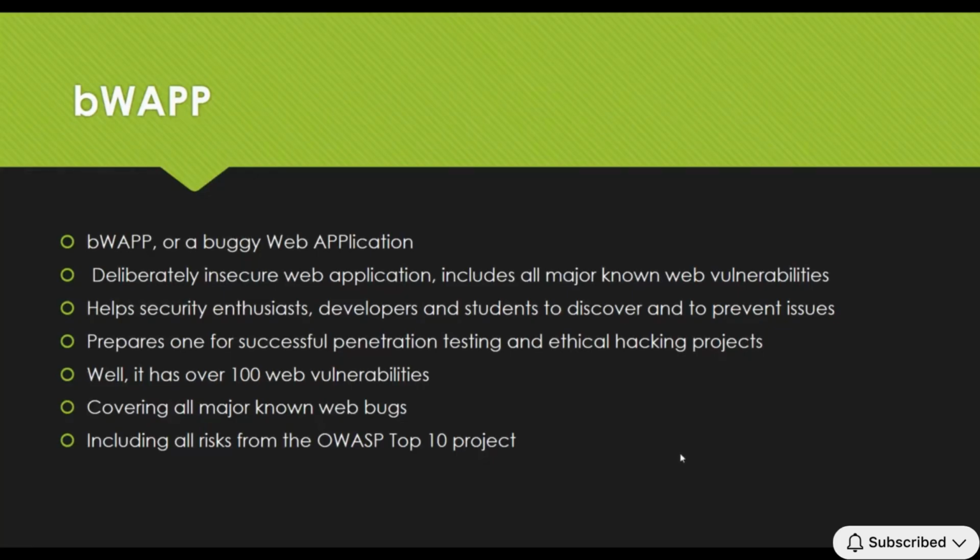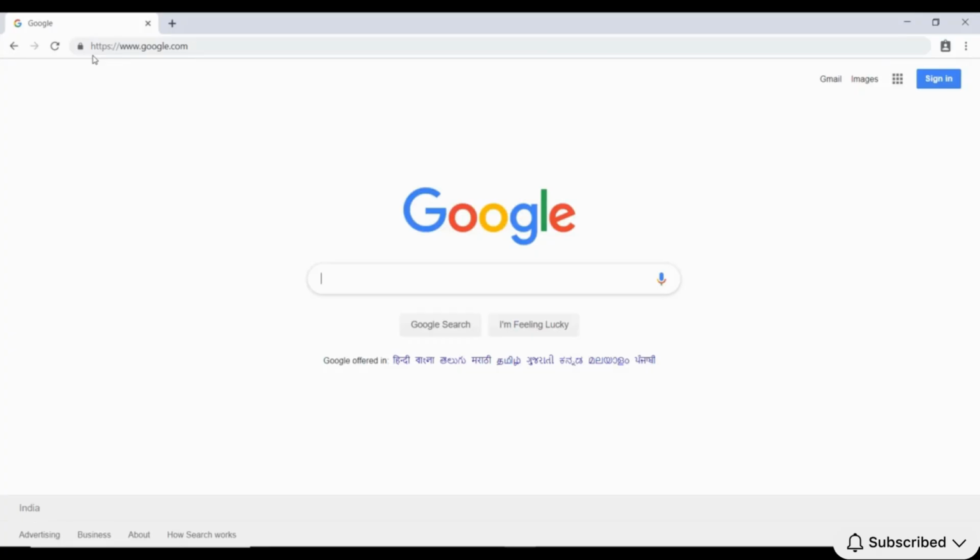Hello friends, welcome to the next tutorial of Bug Bounty Hunting program. In this tutorial, we will learn how we can set up the BWA testing environment. So for that, first you need to go to Google Chrome. Over here, you need to type BWA.